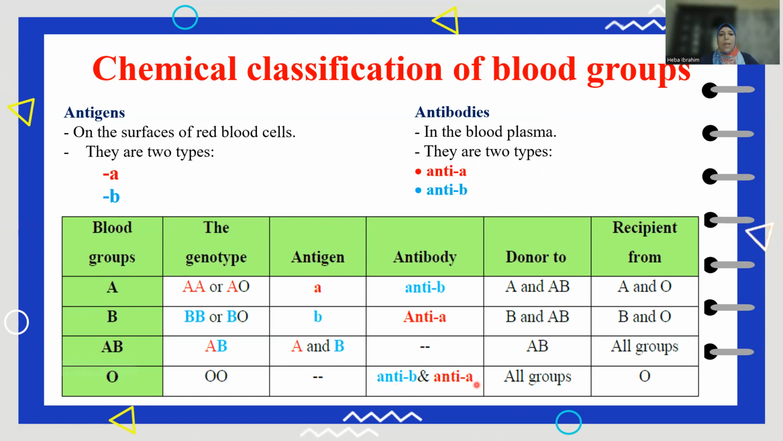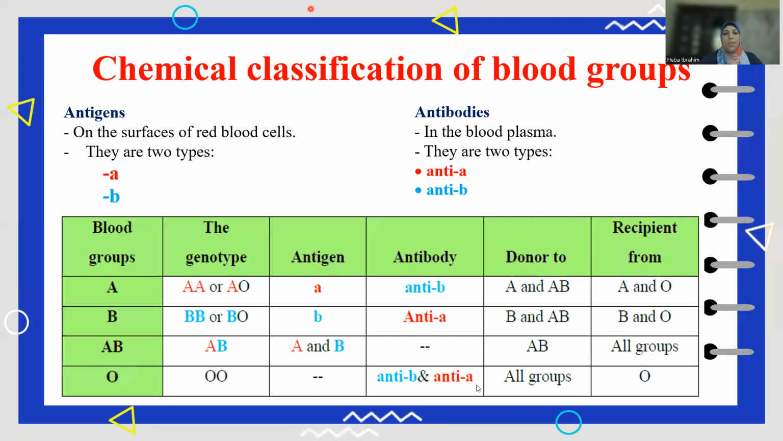But what is the importance of this chemical classification of blood groups? It's necessary in blood transfusion. So we need to know the antigens and antibodies of each blood group, which controls the blood transfusion. So let's start to discuss.